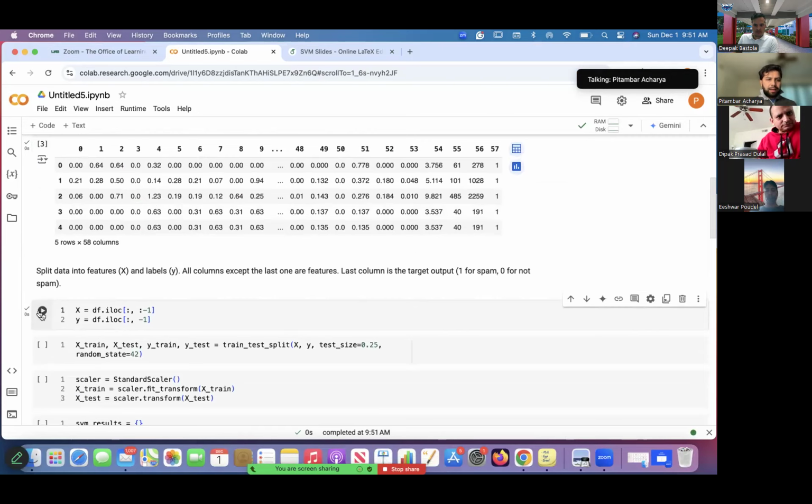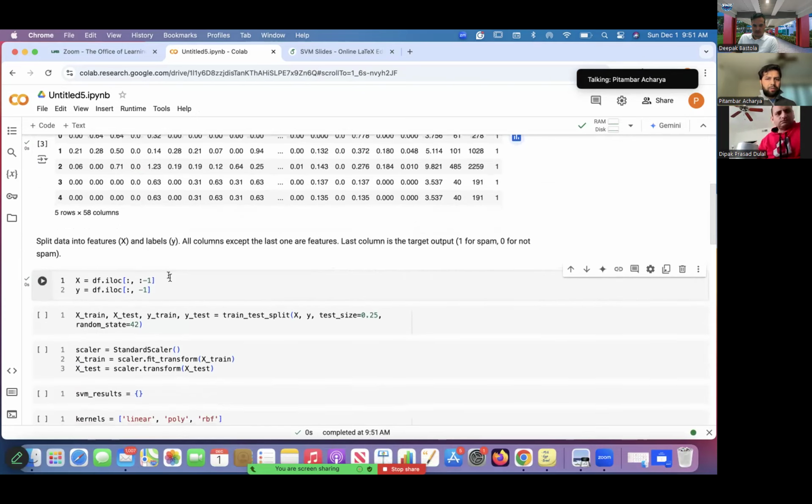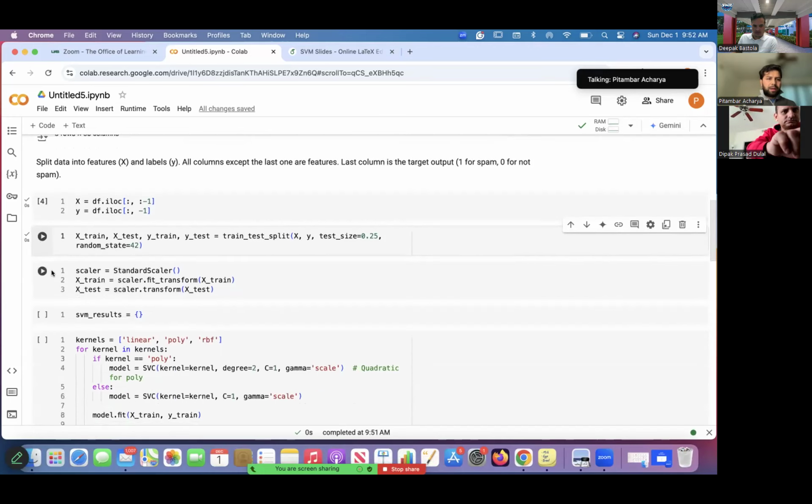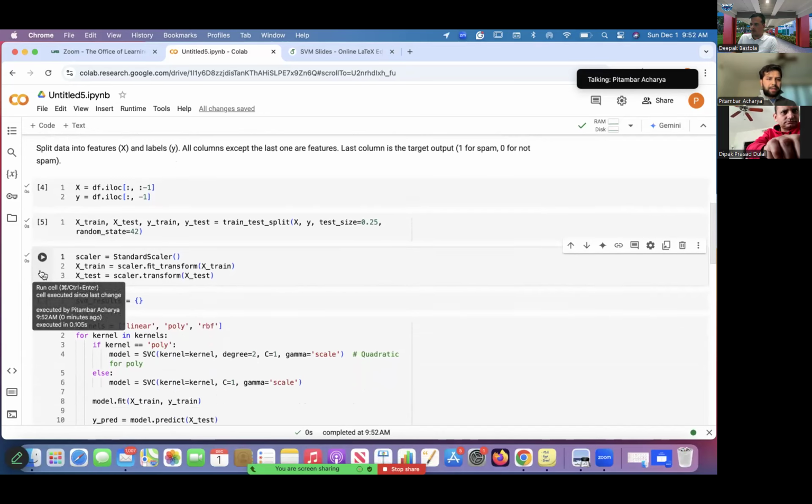These are the features. We split the data into features and labels. We represent 1 for spam and 0 for not spam. The testing and training datasets are here with the random state 42, and then we scale the training and testing data.